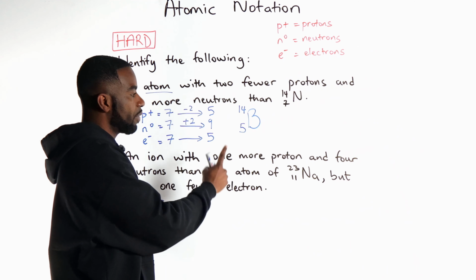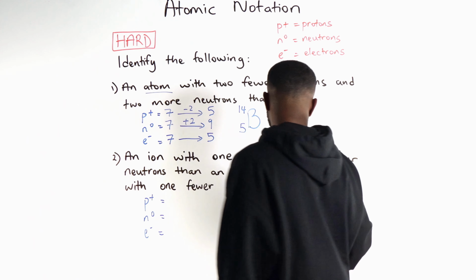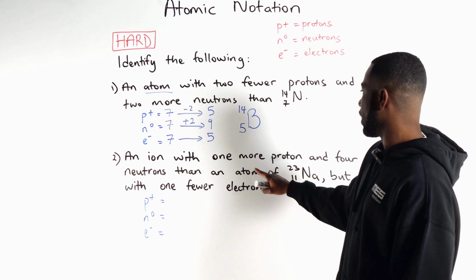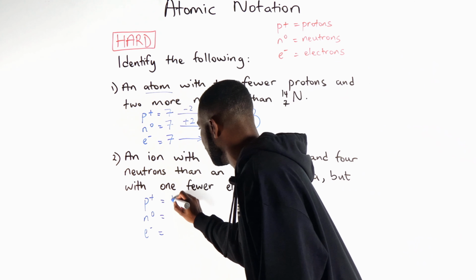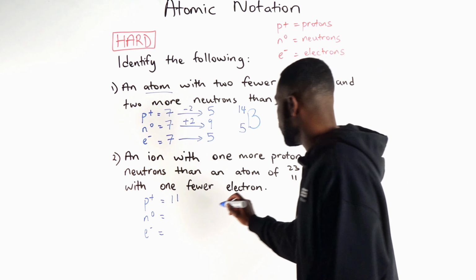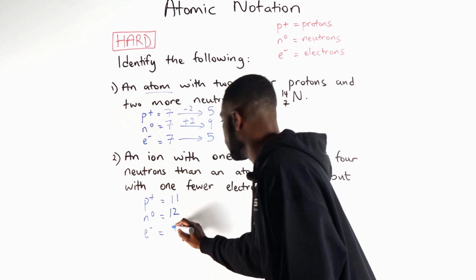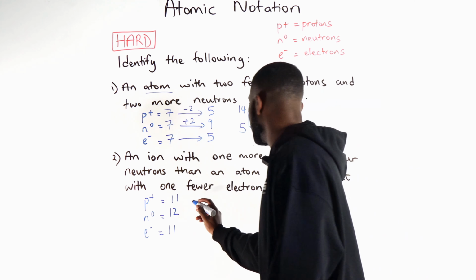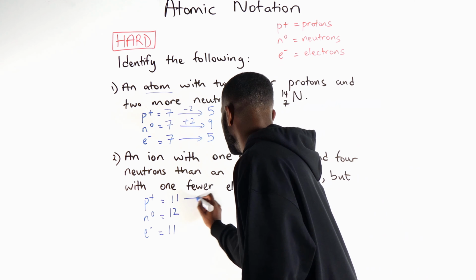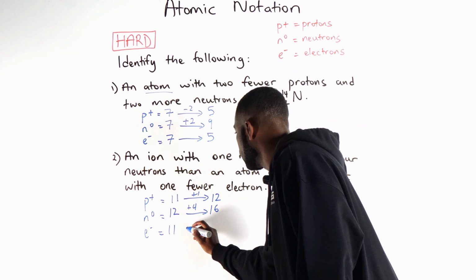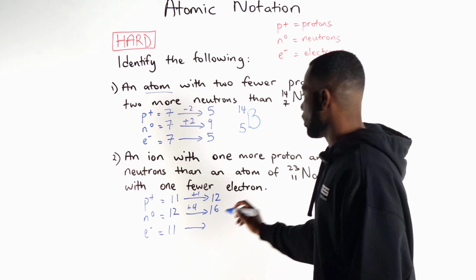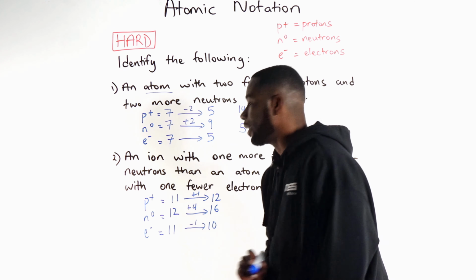An ion with 1 more proton and 4 neutrons than an atom of 23(11) sodium, but with 1 fewer electron. So we have 1 more proton and 4 more neutrons there. So proton starting off here is 11. Neutron number 23 minus 11 is 12. And this is an atom, so these two will be the same. Now we know that we have added a proton, so +1 here. So we have 12. Here, number of neutrons, we've added 4. So we've gone from 12 to the 16 now. And here we have 1 fewer electron than what we started off with. So here, -1 will be 10 over like so.